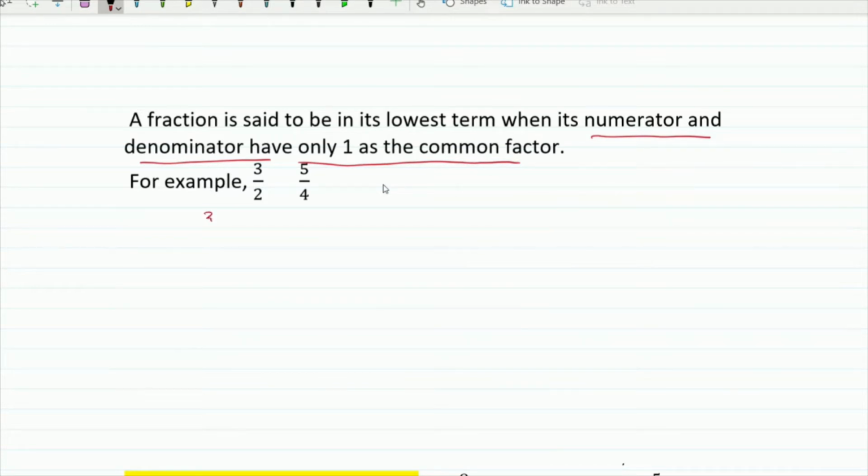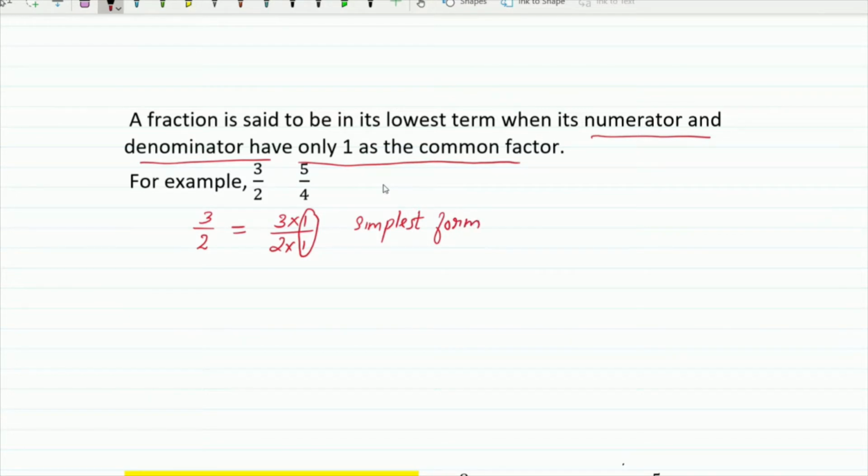Example, it is given 3 by 2. We can check whether the numerator and denominator have only 1 as common factor. So we can write 3 as 3 into 1, and 2 we can write as 2 into 1. So here we have only one common factor, that is 1. Therefore this is in simplest form or lowest form. If the numerator and denominator of a fraction have only 1 as a common factor, then we can say that the fraction is in the simplest form.